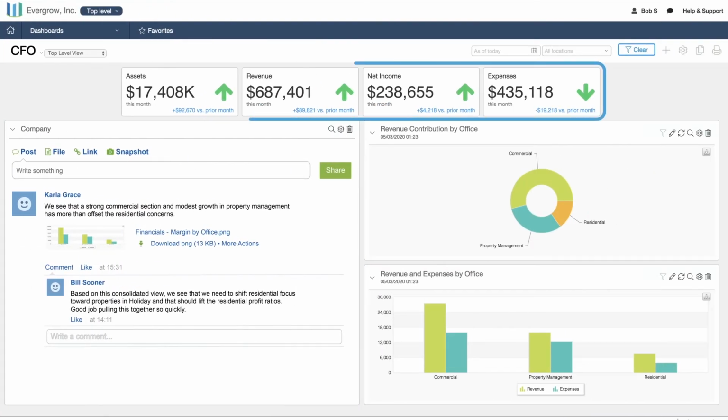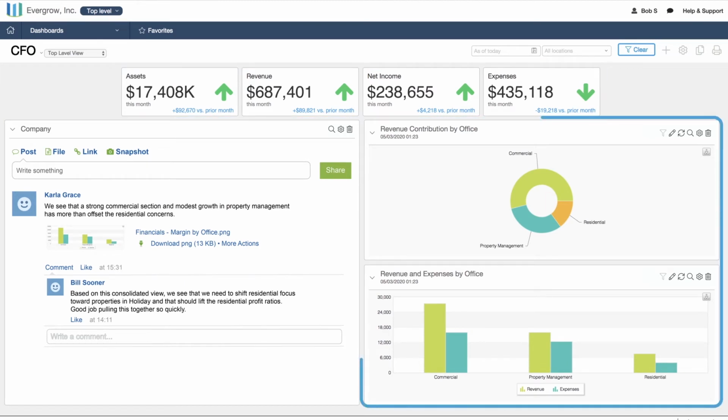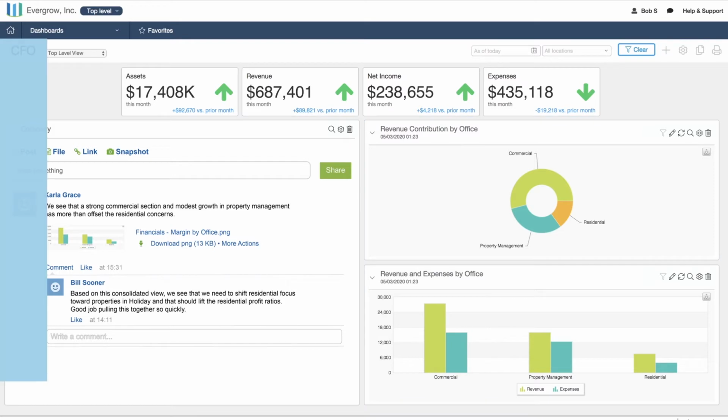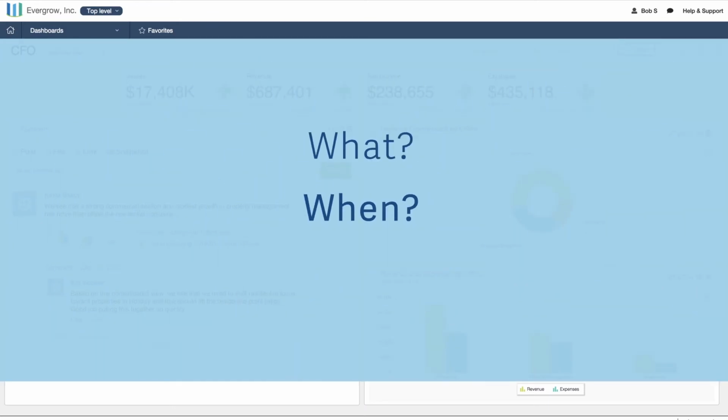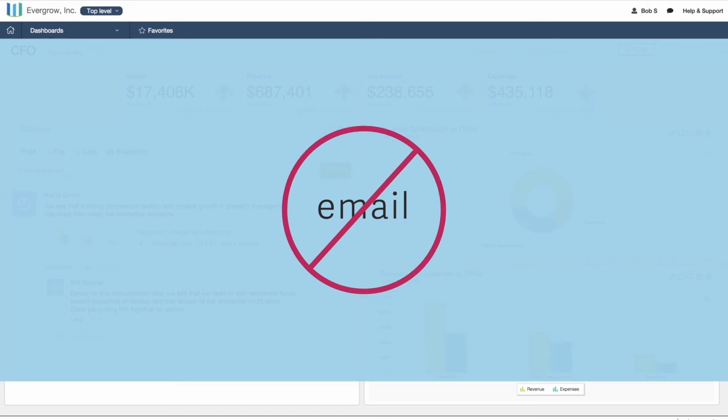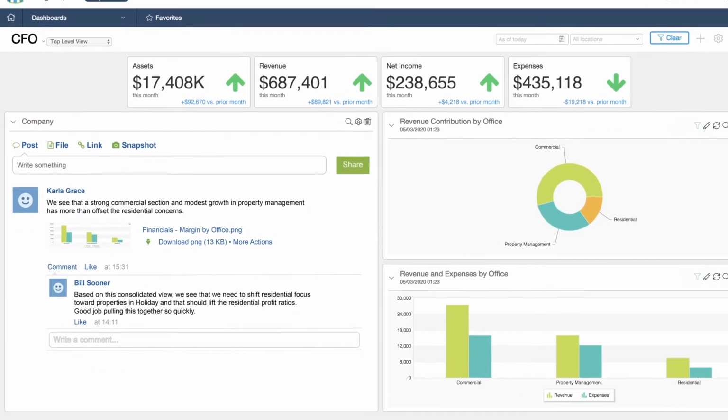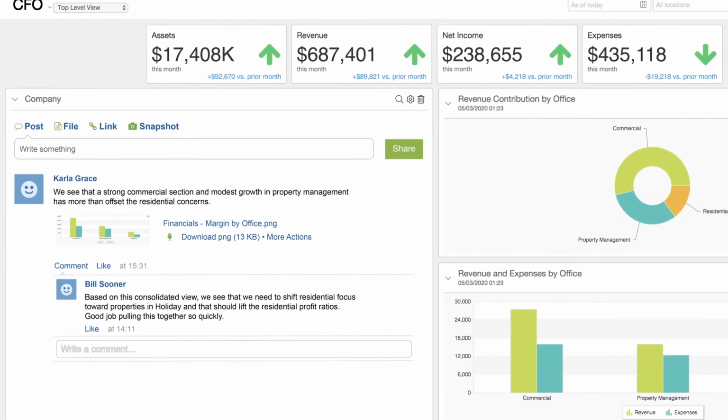As you can see in this top-level view, overall we're doing well. We see instant metrics from across all the entities. Beyond tracking what you did and when you did it, it's important to track why you did it. Rather than relying on emails, Sage Intacct provides a consistent front-to-back office compliance tool.